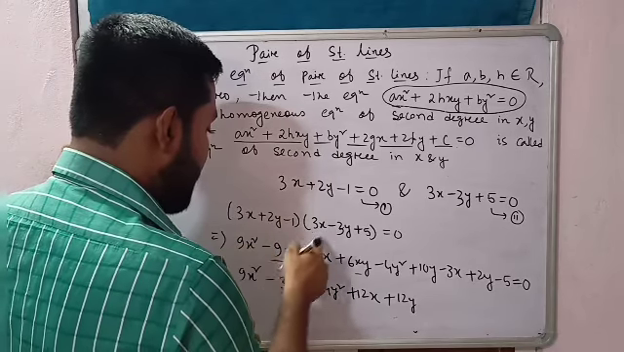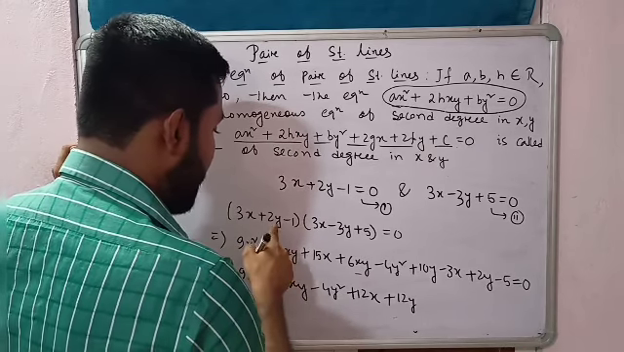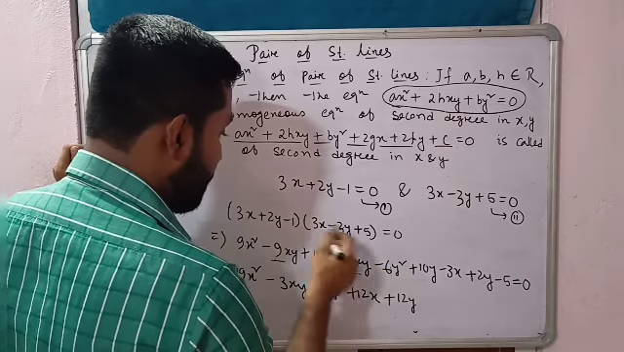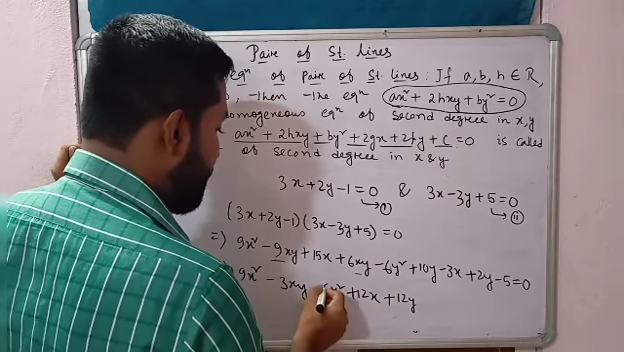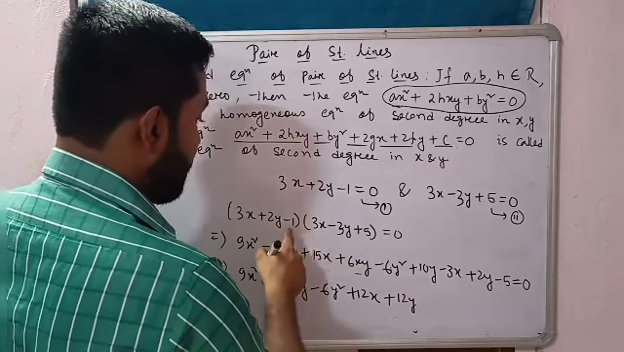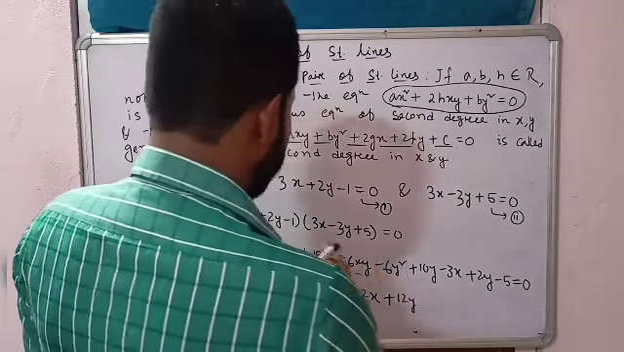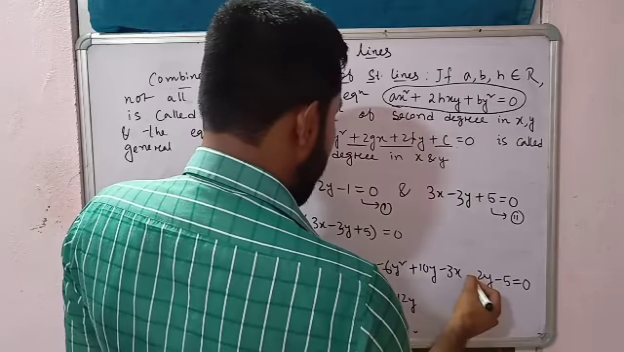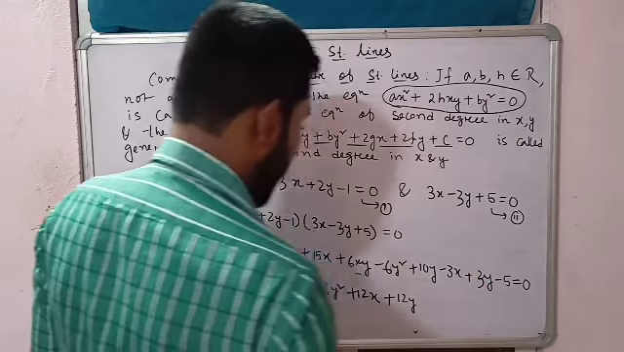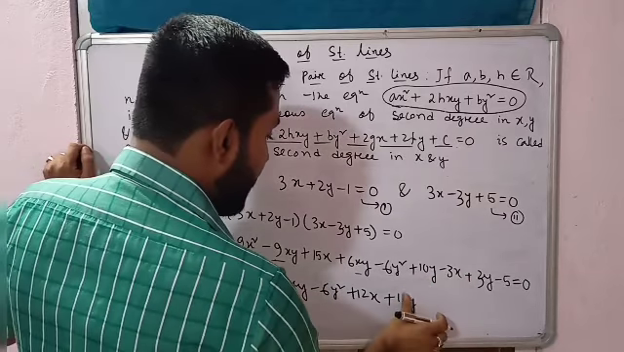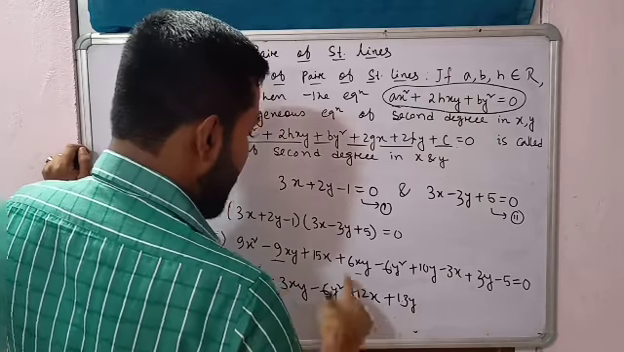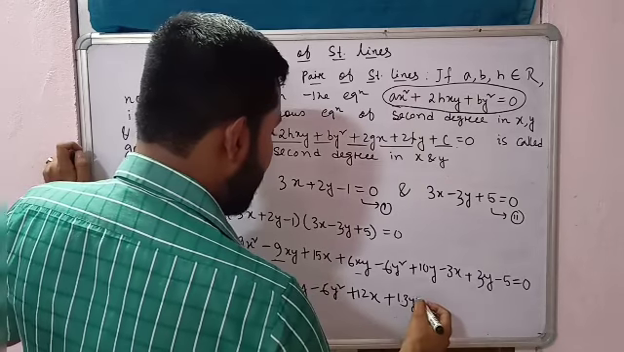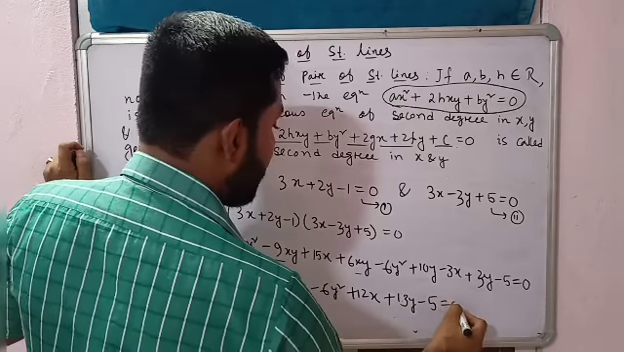9x square plus 9xy plus 15, 6xy, it will be then 6y square, right? 2 3s are 6, it will be 6y square, 10x, okay, minus 3 plus 3y now. Okay, so 3y, 13y, it will be 13y, then here it is minus 5, this is equal to 0.